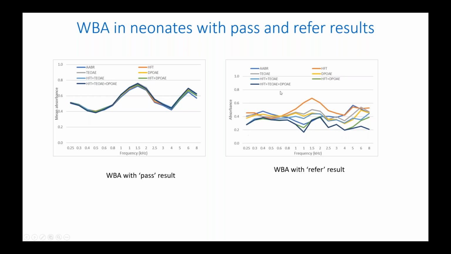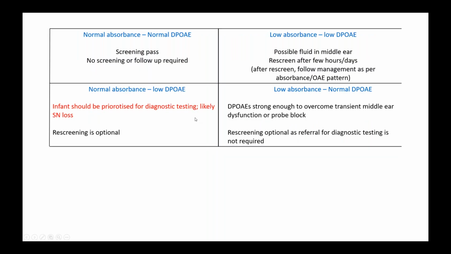So with this, you need at least a minimum of 2 tests as a reference test to test the middle ear function. If you look at it this way, a combination of high frequency tympanometry and DPOAE seems to be a good combination for us as a screening test.